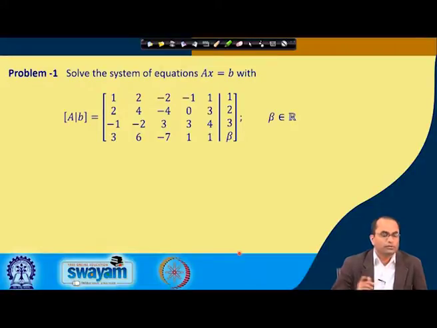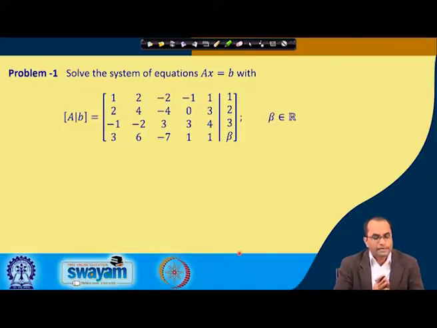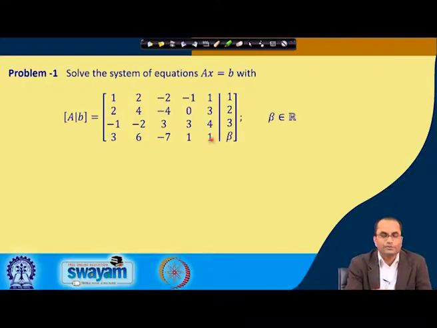This is what we talk about as consistency in terms of rank as well. So, coming to the problem here, we will now discuss the solution of the system Ax equal to b, where the augmented matrix corresponding to the system is written here. We have 4 rows and 5 columns. So, this is a case where we actually have 5 unknowns.